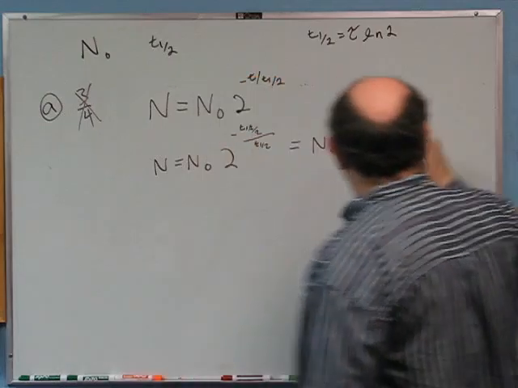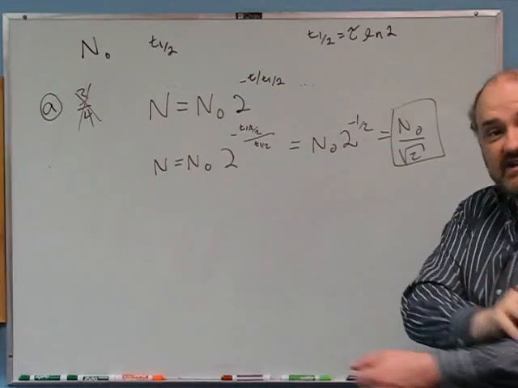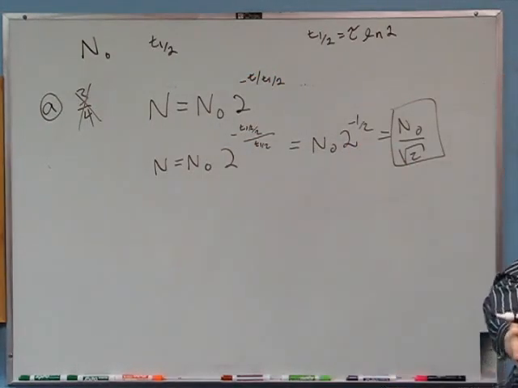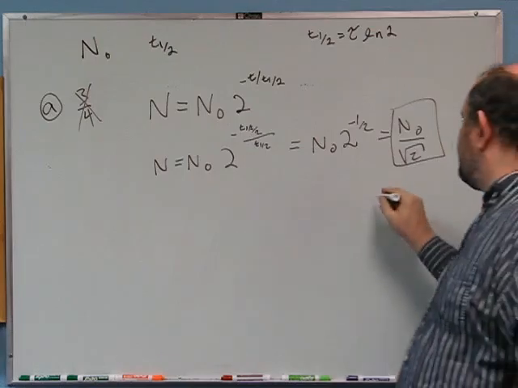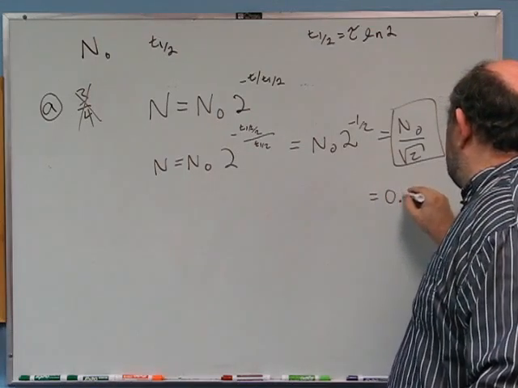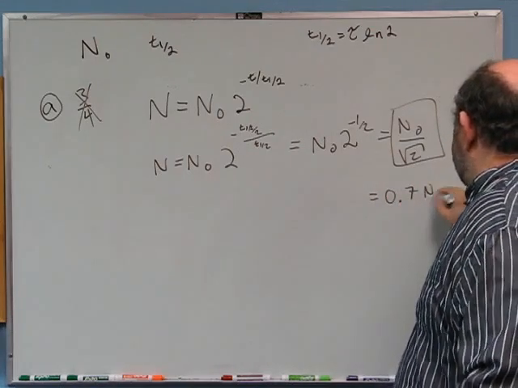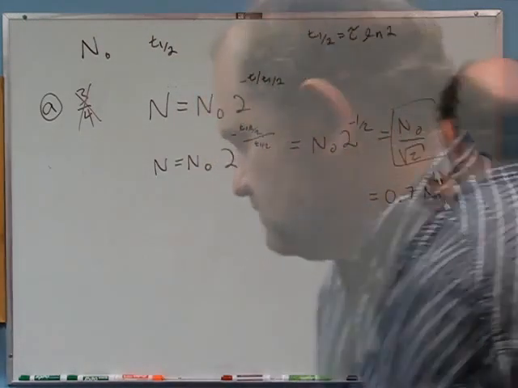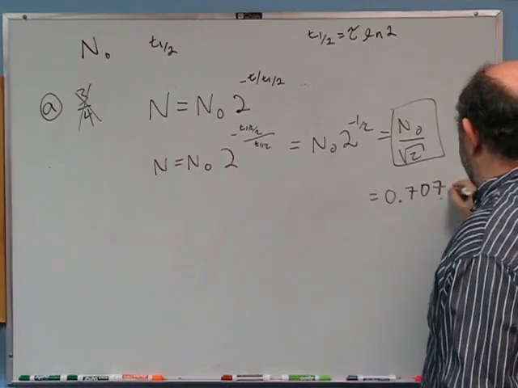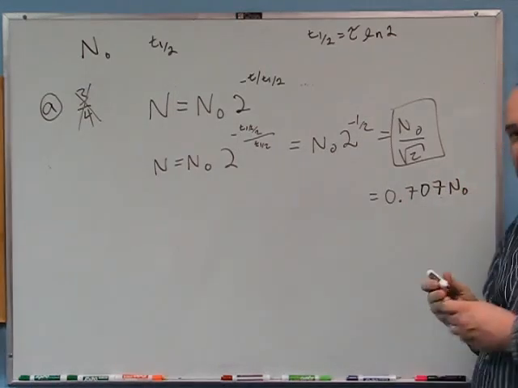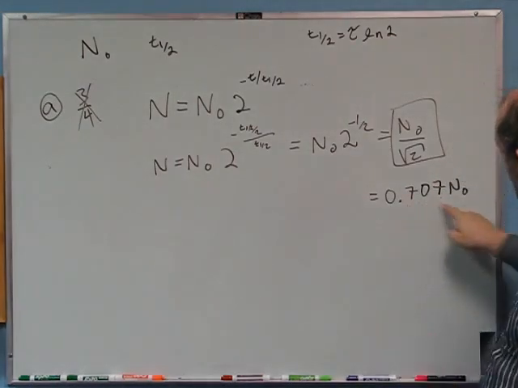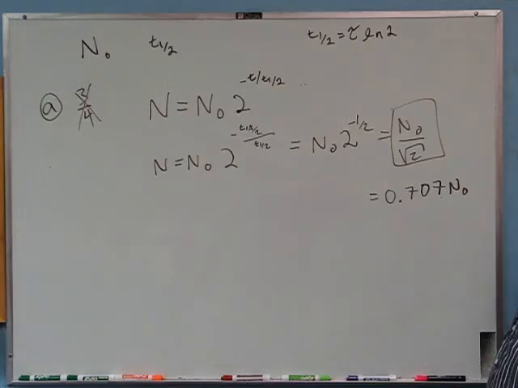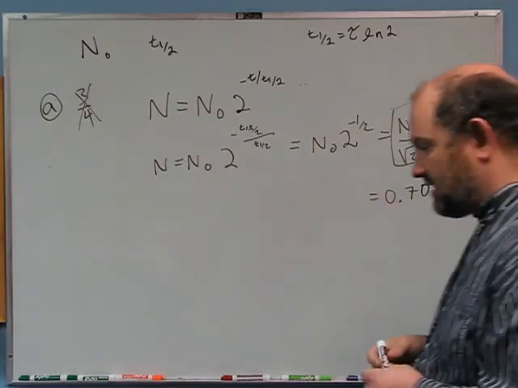How many of the original particles are left? That's actually the answer. That's fine. What is 1 over the square root of 2? If I remember correctly, it's something like 0.7 N0. So let me just check that real quick. Yes, I did remember correctly. If you want more digits, it's 0.707 N0. So as we predicted looking at it, it's a little less than 3/4 that is left half a half-life later.